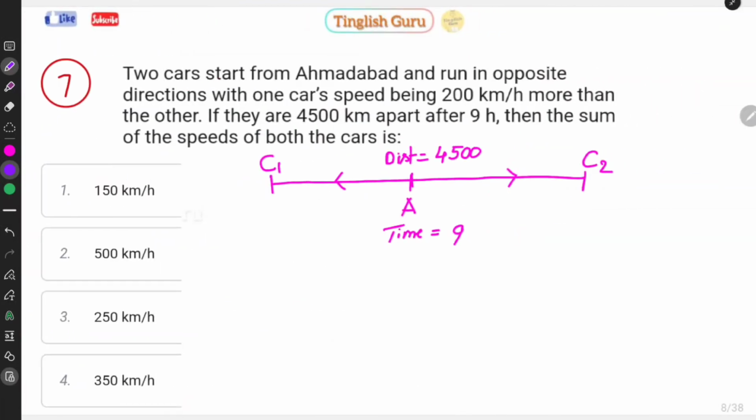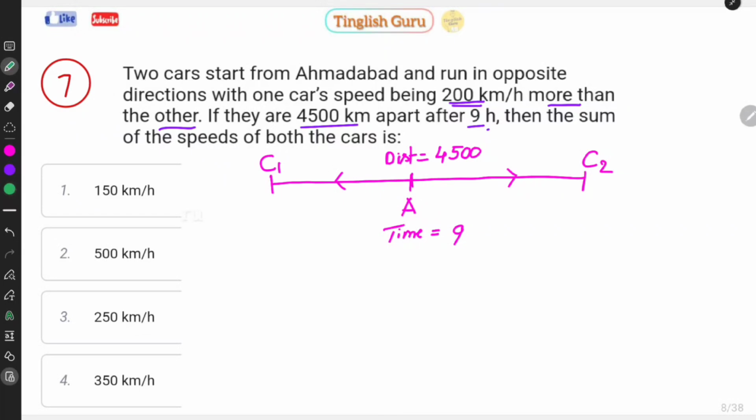Two cars, this is a time speed distance model. Two cars start from Ahmedabad and run in opposite directions. One car's speed is 200 kmph more than the other. If they are 4500 kilometers apart after 9 hours, then the sum of the speeds of both the cars is?